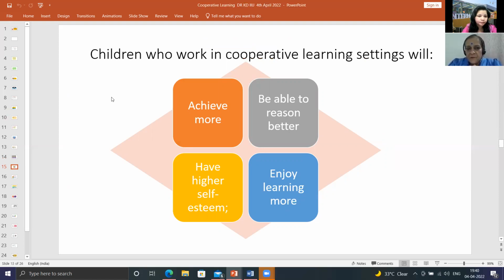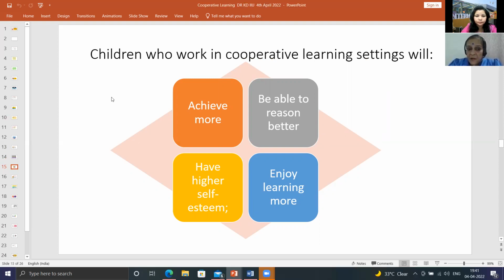And the children who work in a cooperative learning setting, what can they achieve? They will achieve more than in a general classroom. Why? Because they are working in a group, they can share their knowledge and they can express their views. And they will be able to reason better because they have equal opportunity to express themselves and to think logically in a group of their age mates and group mates.